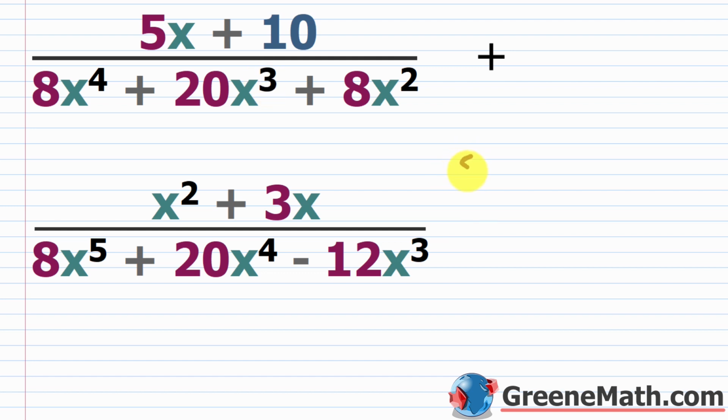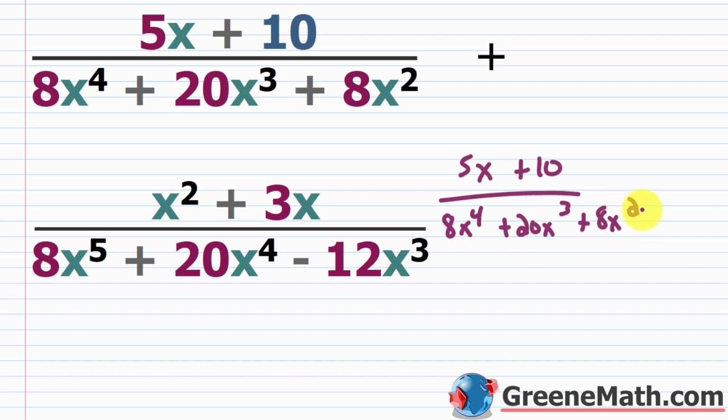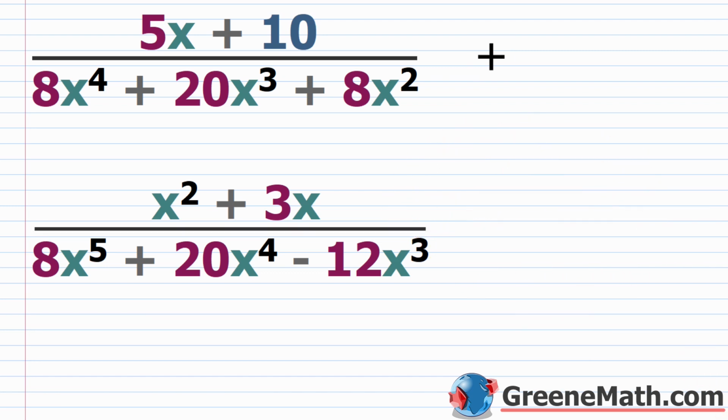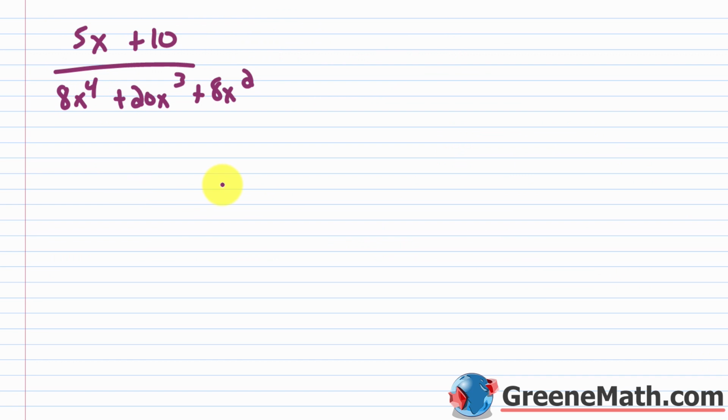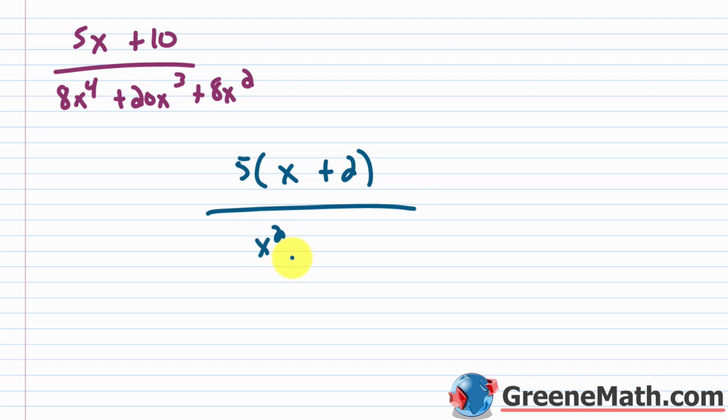So this, let me copy this 5x plus 10 over, let's put the 8x to the fourth power plus 20x cubed plus 8x squared. Let me grab this real quick, and let's go ahead and paste this in here. And let's see if we can simplify this. I know from the numerator, I could factor out a 5. So that would leave me with an x plus 2 inside. From the denominator, it looks a little bit more tricky. I know I could pull out an x squared variable-wise. And then number-wise, it looks like I can pull out a 4. Right? So I can pull out a 4x squared.